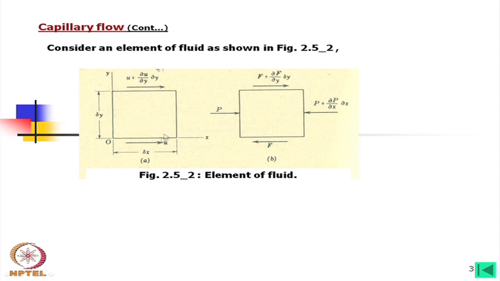Now, inside that fluid film, we have considered a cube of fluid with dimensions del x, del y and del z, that means the volume of this fluid is del x into del y into del z. Now, look at this, if at that point the velocity is u, then at the top level of this element, the velocity will be u plus del u by del y into del y.